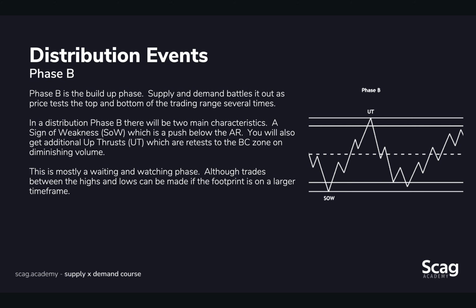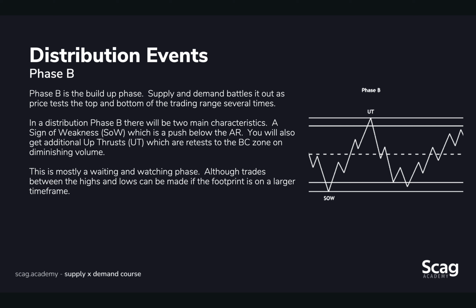Phase B, again, still the build-up phase. Supply and demand battles it out again. In a distribution phase B, there will be two main characteristics: a sign of weakness, which is something that is different from the accumulation. Right, this is a push below the AR.